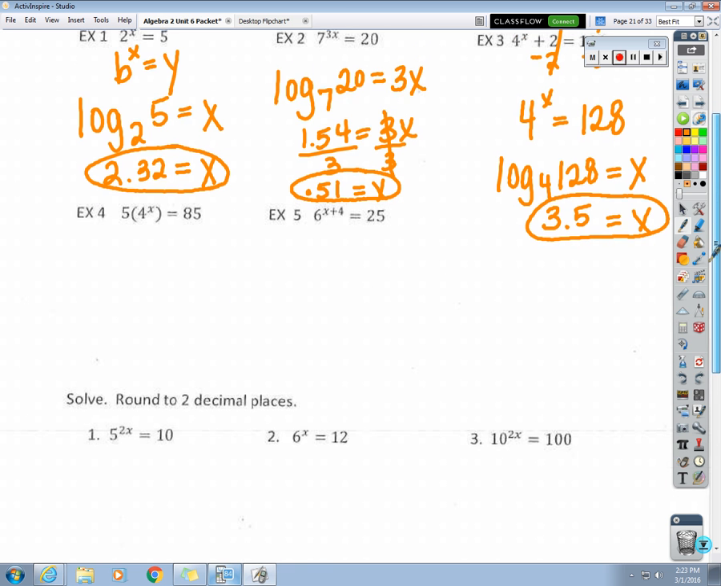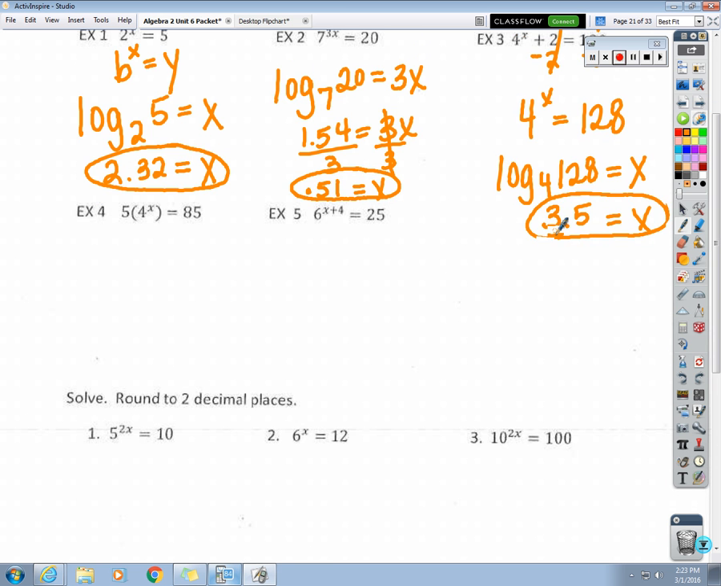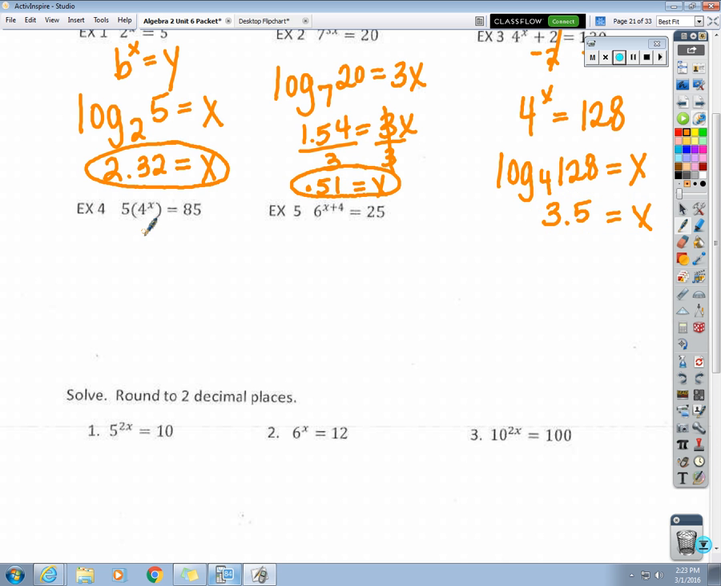Okay, example 4. What's different about it? It's being multiplied by 5. Like, think about it. This is your b to the x. This is your y. So before we can rewrite it in log form, we got to get rid of that 5. How can we get rid of it? Divide it by 5.